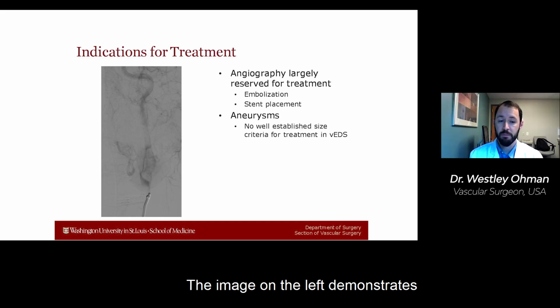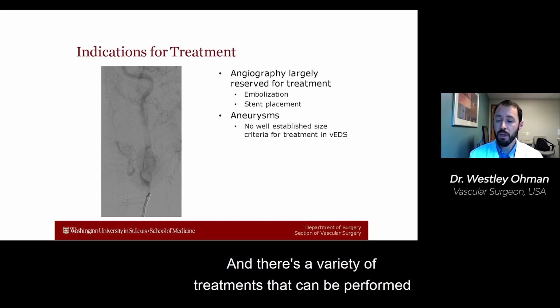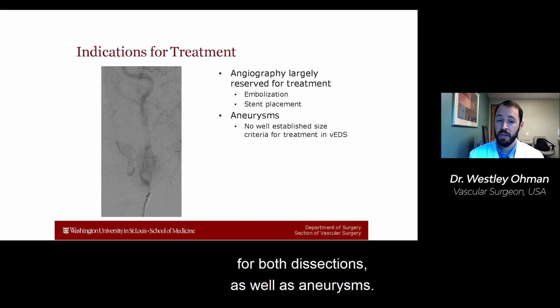The image on the left demonstrates the dissection that you see, where there's this hang up of contrast and this wisp within the carotid artery after the injection. And there's a variety of treatments that can be performed for both dissections as well as aneurysms.